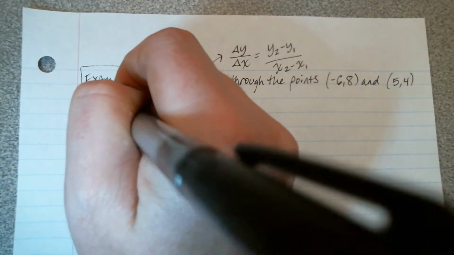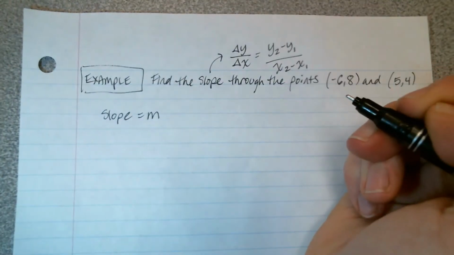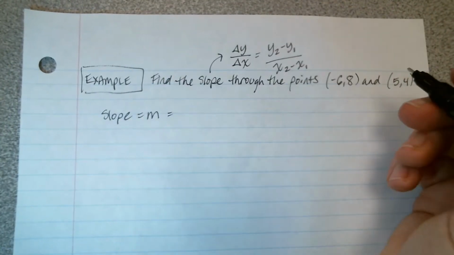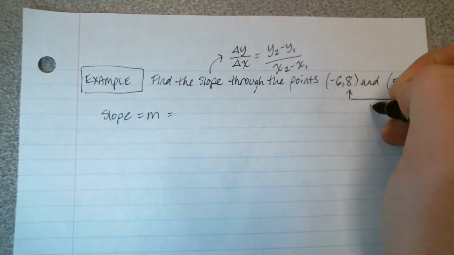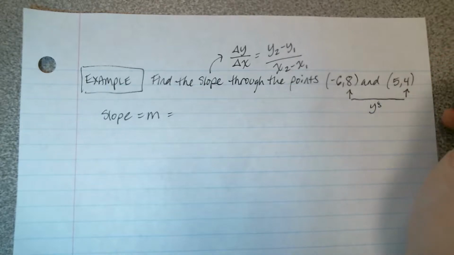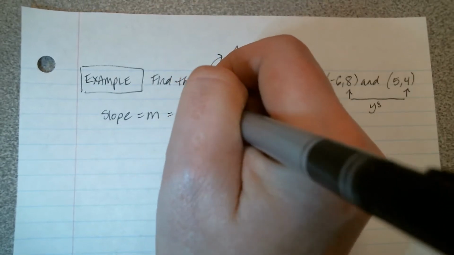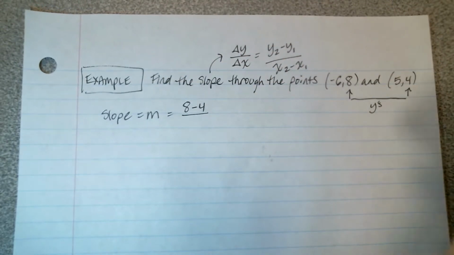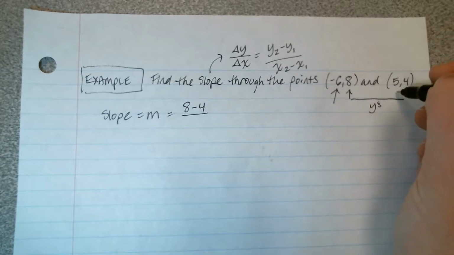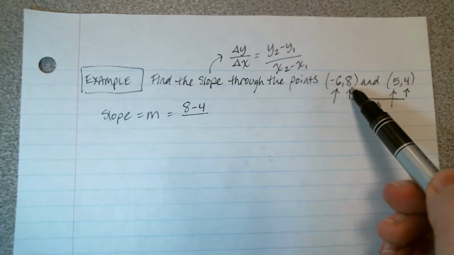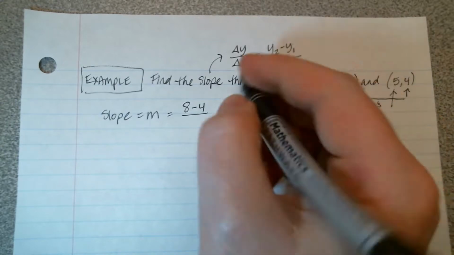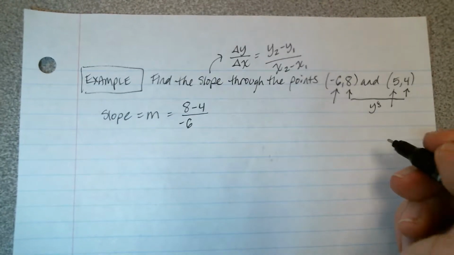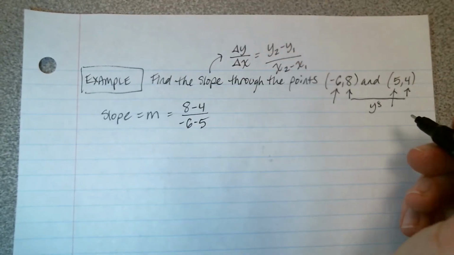So slope, we often use the variable m to represent slope, is going to be the difference in the y coordinates. Okay, the y's, so 8 minus 4, divided by the difference in the x's. Now, since I have 8 first in my difference for the y's, I must have -6 first in the difference for the x's. So -6 minus 5.